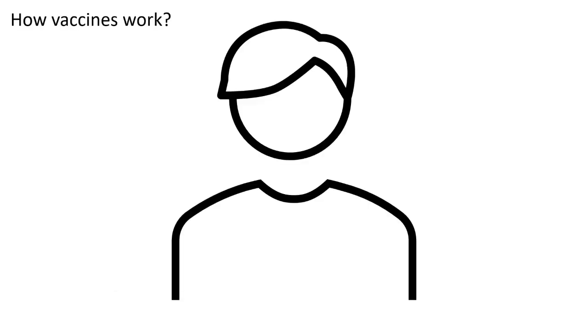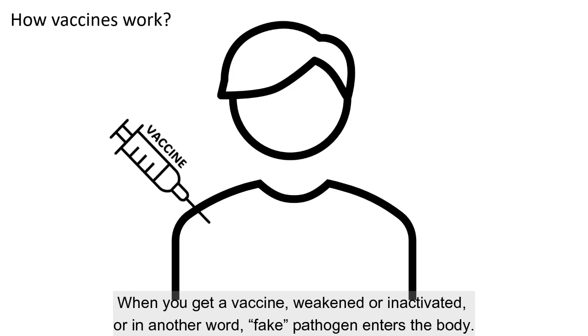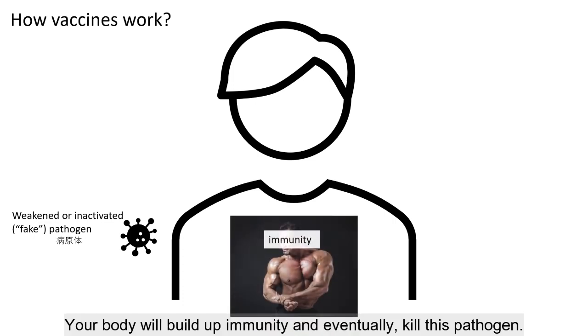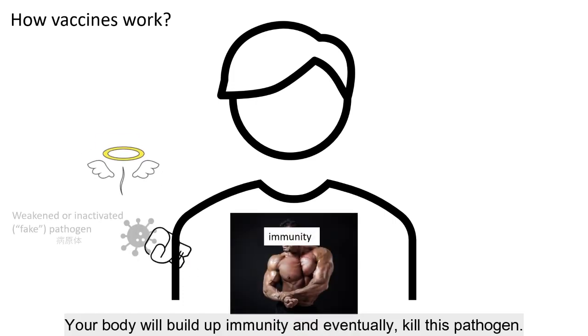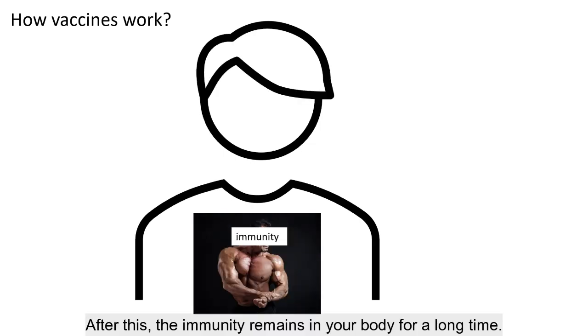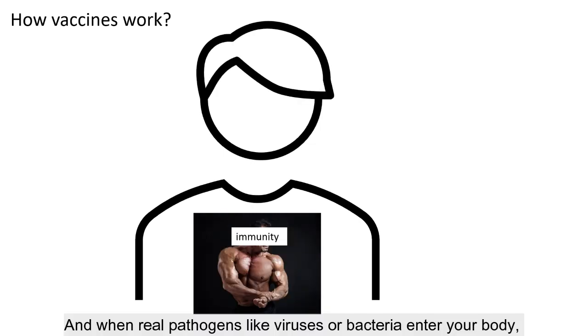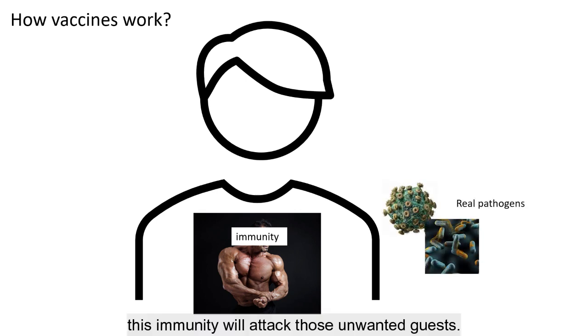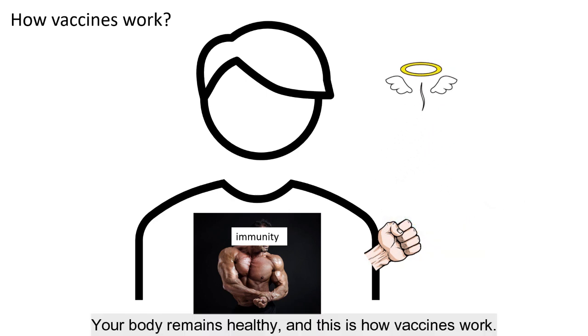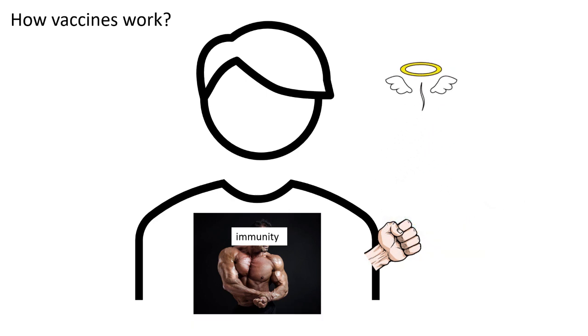This is your body. When you get a vaccine, a weakened or inactivated, in other words, fake pathogen enters the body. Your body will build up immunity and eventually kill this pathogen. After this, the immunity remains in your body for a long time, and when real pathogens like viruses or bacteria enter your body, this immunity will attack those unwanted guests. Your body remains healthy, and this is how vaccines work.